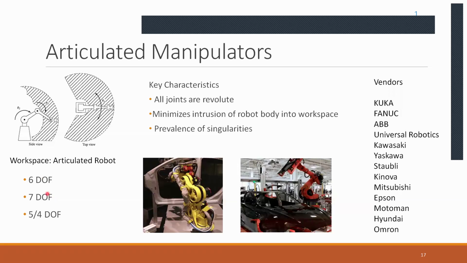But due to the limited requirement for such applications, we don't see many of these 7 degree of freedom arm models. And then we have certain applications like simply picking up a car and moving it around without varying its orientation that much. Then we might be able to make do with 5 or 4 degree of freedom robots.